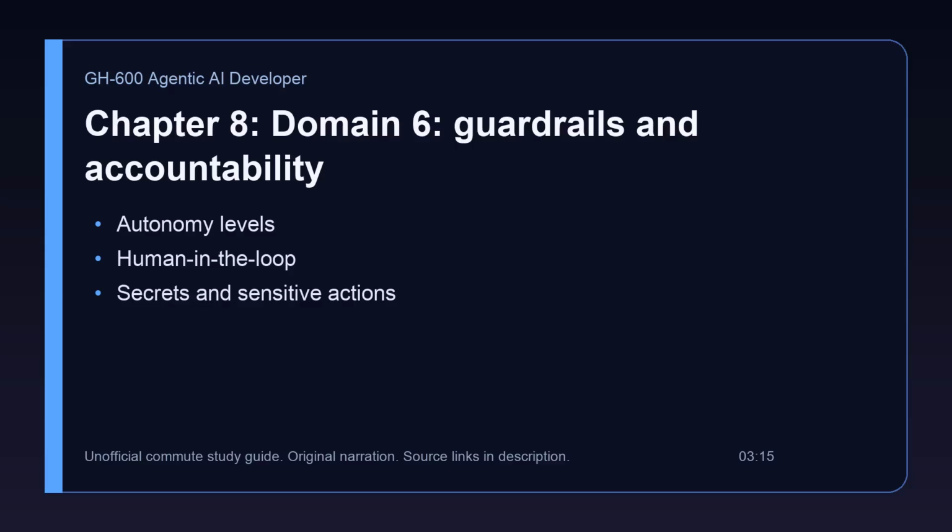Autonomy levels should match risk. Low-risk read-only actions can usually be autonomous. Medium-risk branch work can be autonomous if pull request review and checks gate merge. High-risk production or compliance-sensitive actions need explicit authorization or controlled paths.